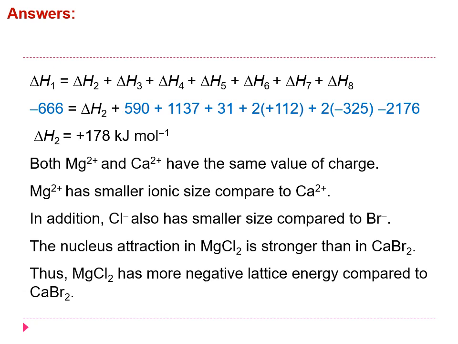After that, we compare between Cl minus and Br minus. Which one is smaller? Cl minus. So basically, Mg is smaller, Cl is smaller, and we can say that the nuclear attraction, the ZEF, you remember ZEF? The ZEF is stronger in MgCl2 because it's smaller. This makes MgCl2 have more negative lattice energy compared to CaBr2.